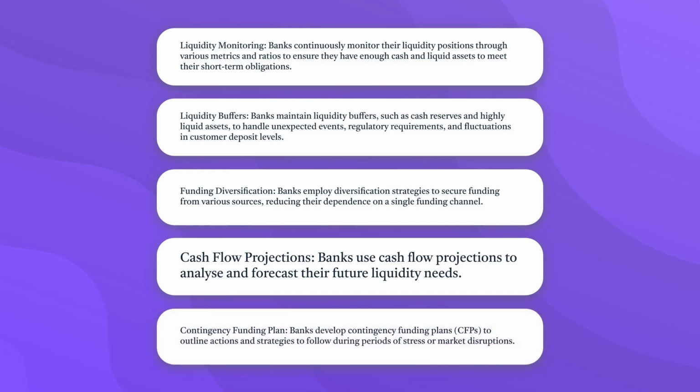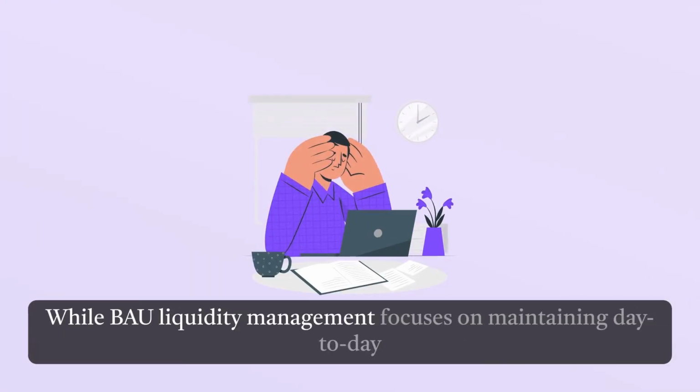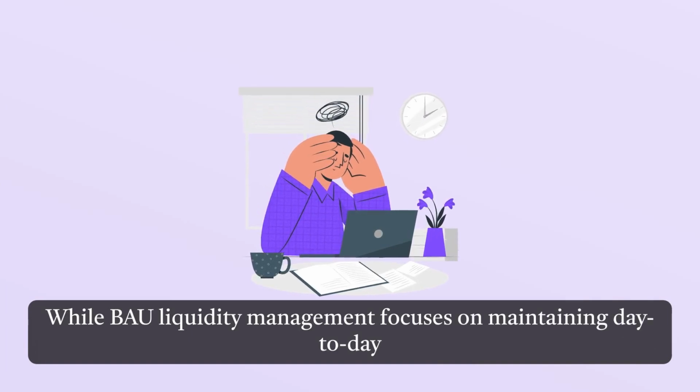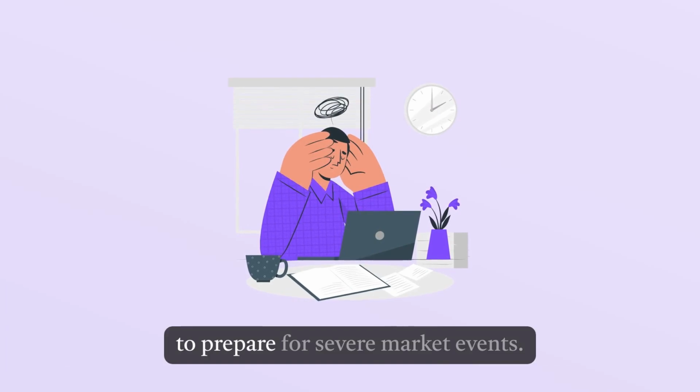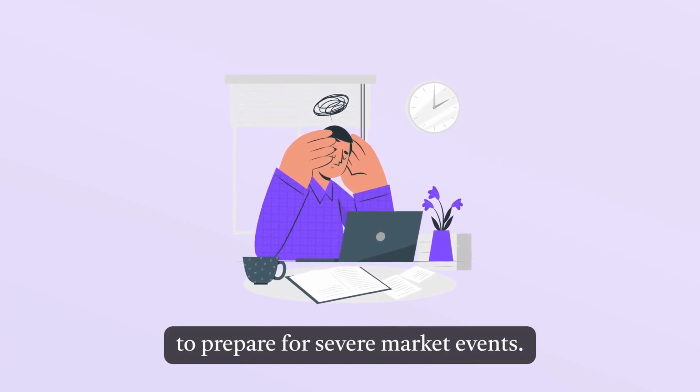Contingency funding plan. Banks develop contingency funding plans, CFPs, to outline actions and strategies to follow during periods of stress or market disruptions. While BAU liquidity management focuses on maintaining day-to-day liquidity needs, banks also employ stress scenario planning to prepare for severe market events.